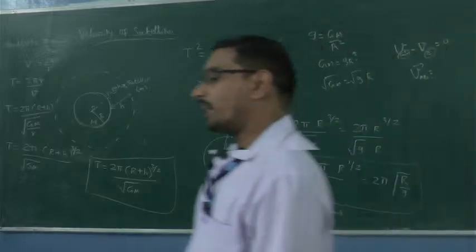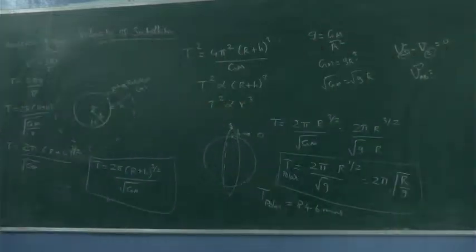எழுதிக்கோங்க. Time period for polar satellite: 84.6 minutes. And time period for geostationary satellite: 24 hours. 84.6 minutes for polar satellite, 24 hours for geostationary satellite.